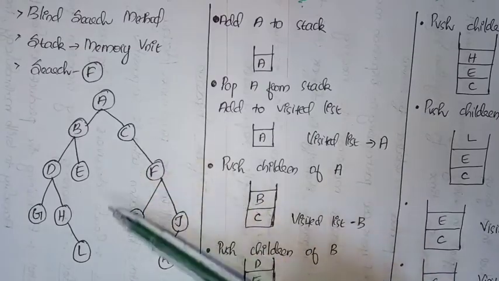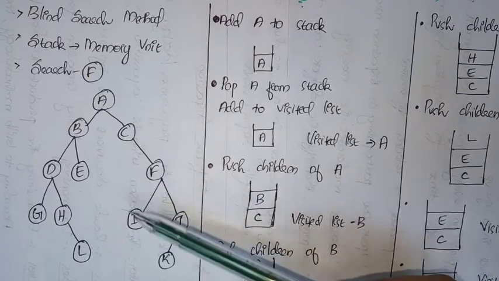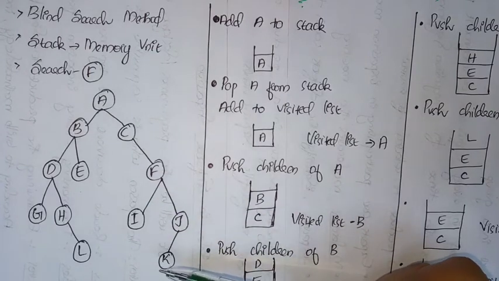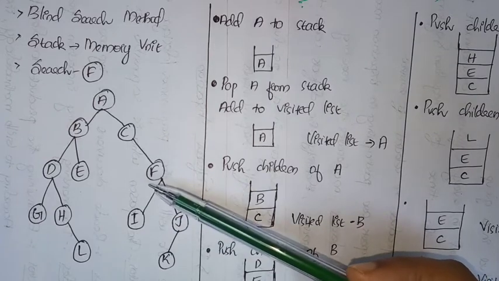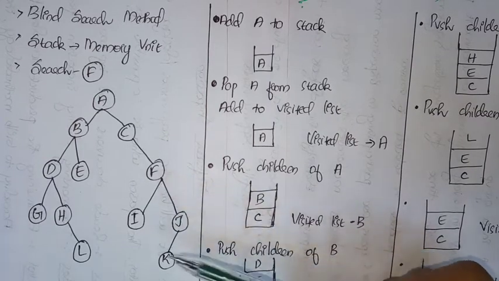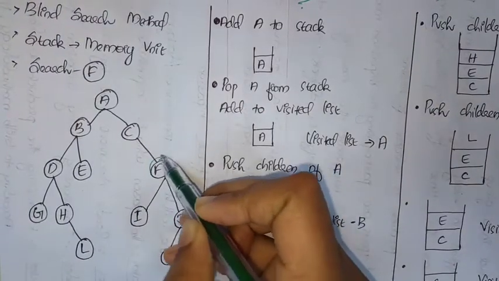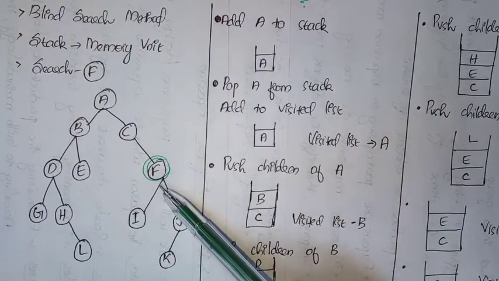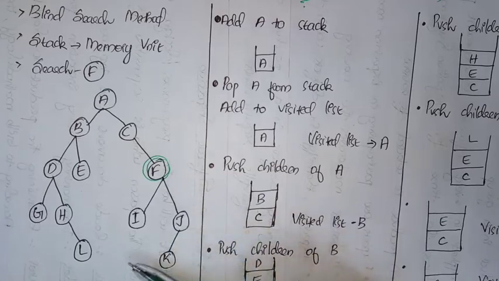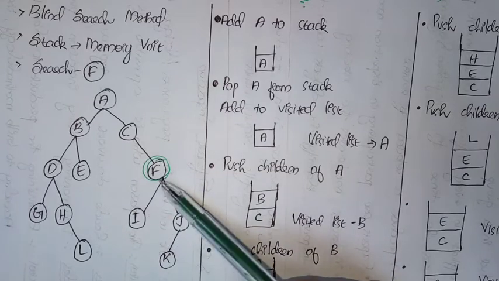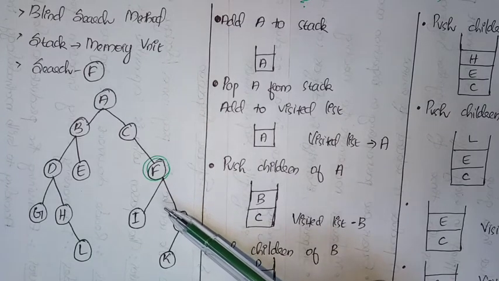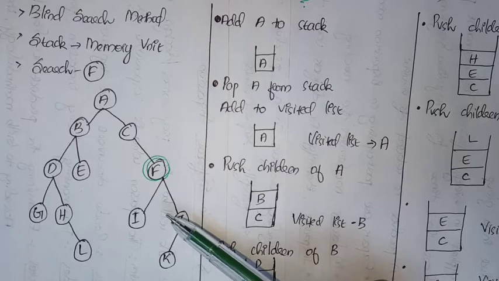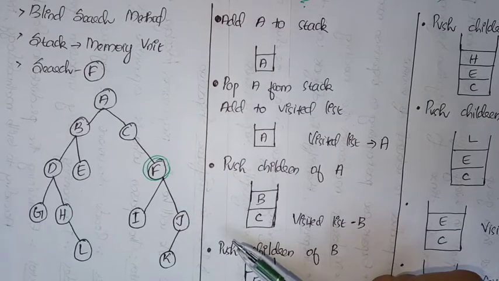So here I have taken an example. A tree is taken. In this particular tree, we have to search for the node F. We know that F is present here. Let's see how depth first search is carried out in this tree in order to search the node F. I already said that in the case of DFS, a stack is used as the memory unit. What is the feature of this stack?